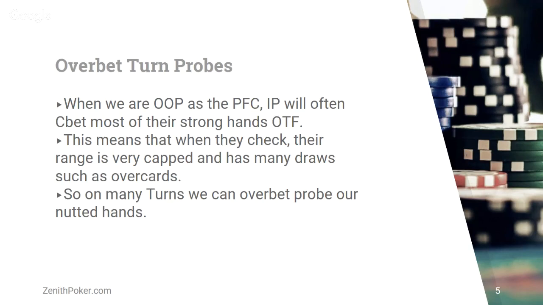Okay, I'm going to talk about the difference between exploitatively calling your set. The reason why you want to trap your sets on the flop versus a c-bet is if your opponent is going to double barrel the turn at a high frequency. You would trap your sets on the flop if you know your opponent is going to bet the turn at high frequency.